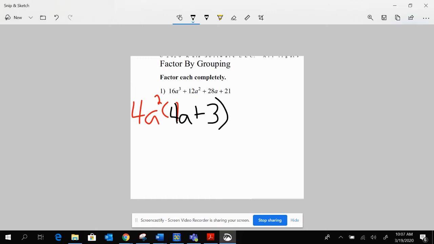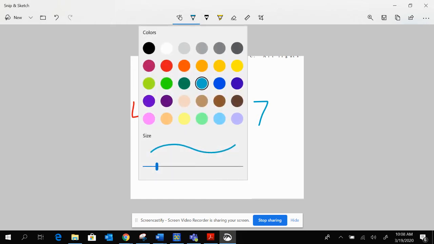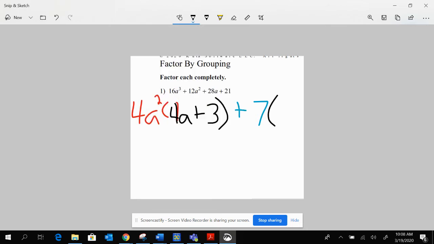Now look at the second 2 terms and tell me the GCF of the second two terms. Well, 28 and 21. We know that there's a 7 that's in common with both of those. They don't both have an A because the 21 doesn't have an A. So now we have to tell what's left. 28 divided by 7 is going to be 4. We didn't bring out an A, so just keep the A in there. And then 21 divided by 7 is going to be 3.